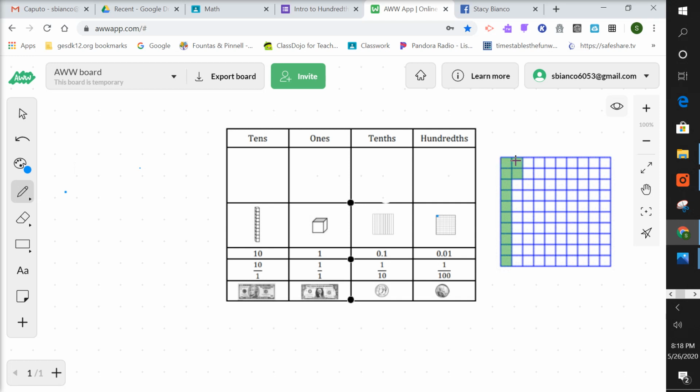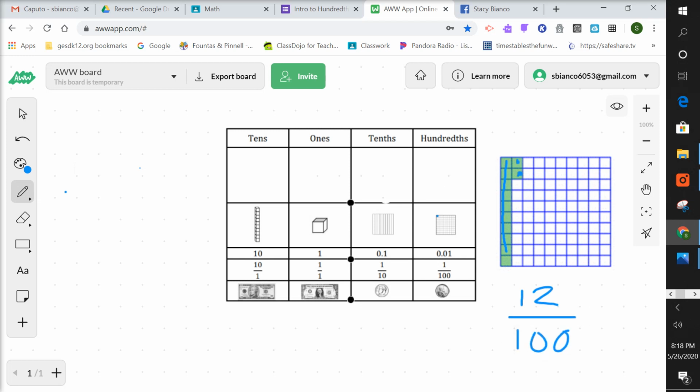We're only going to look at the green right now. So I have 10 right here. This is a tens tower. And then I'm going to say 11, okay, because this is just a ones cube right here. 11, 12. Okay. So I have 12 out of the 100 colored in green.